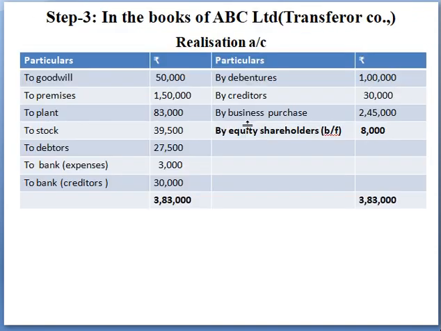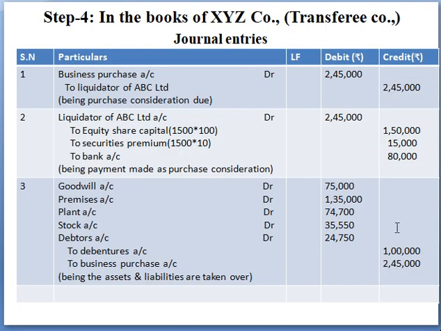Only these are the assets taken over by the new company, that is the purchasing company, right? And next is to the liabilities. What are all the liabilities taken over? Only the debentures are taken over by the new company, that is the purchasing company. So write it as to debentures account 1 lakh, right? And next is to business purchase account 2,45,000.